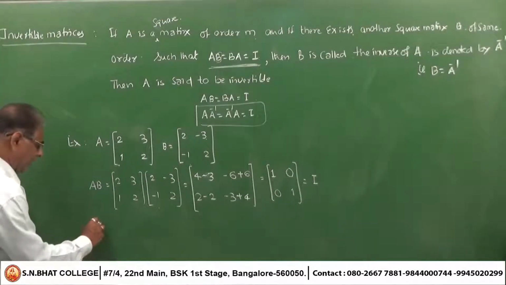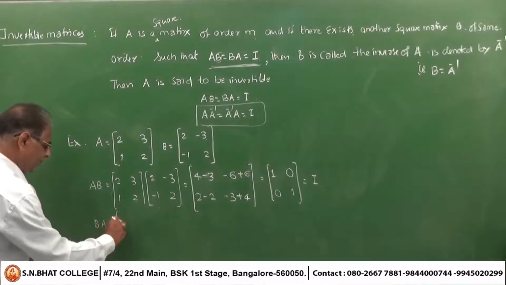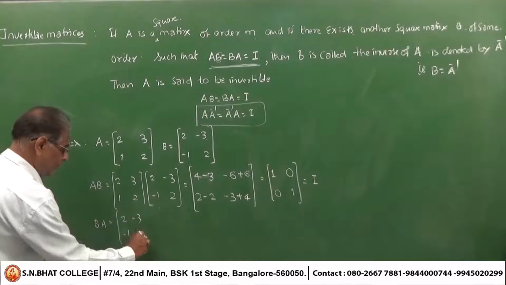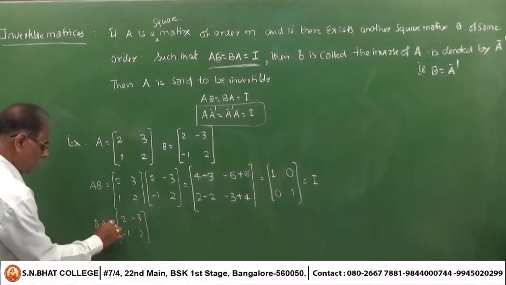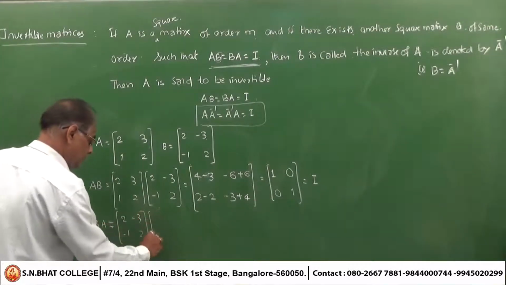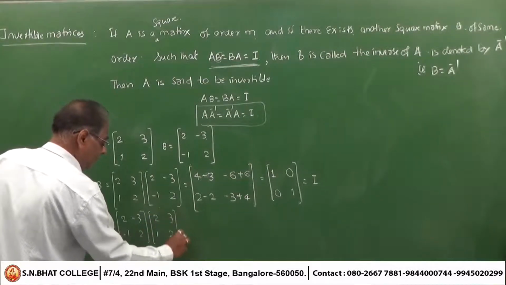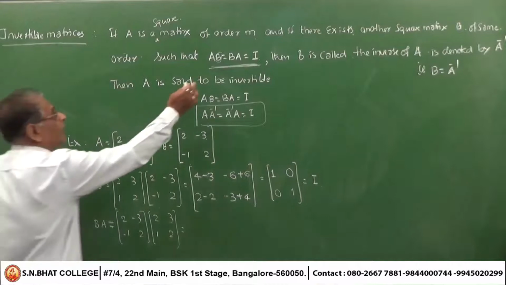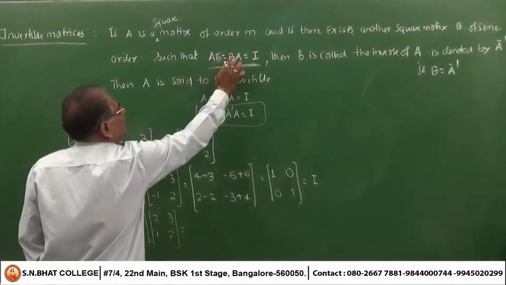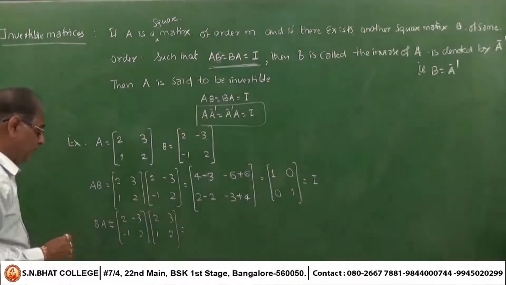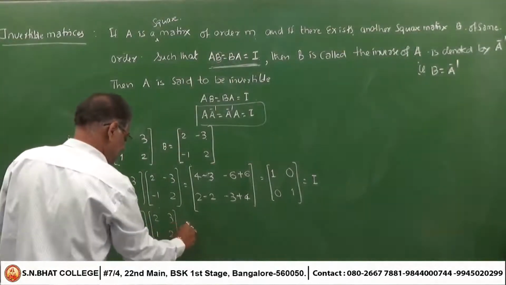Next I am going to calculate BA. First write the matrix B: 2, minus 3, minus 1, 2, into 2, 3, 1, 2. Multiply these two. I have to show that AB must be equal to BA must be equal to identity, then B is called the inverse of A. Calculate BA.